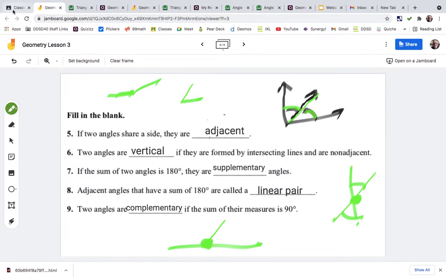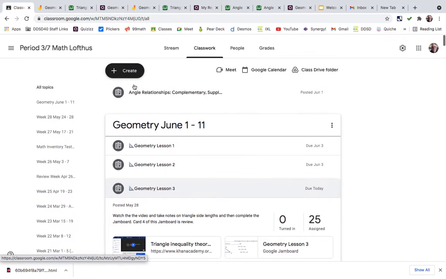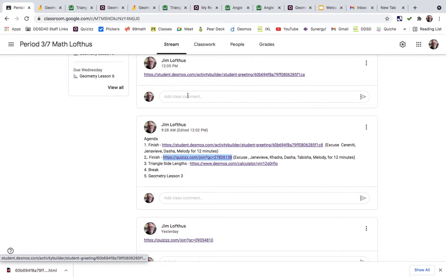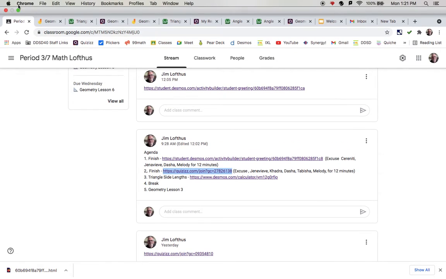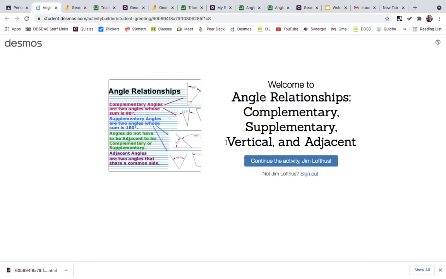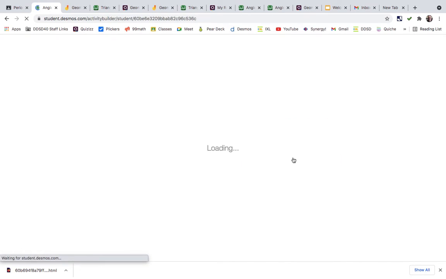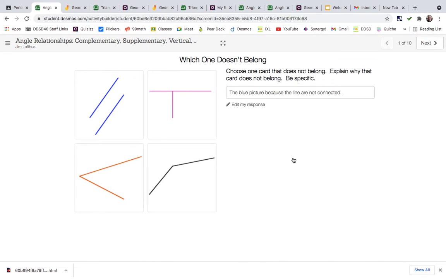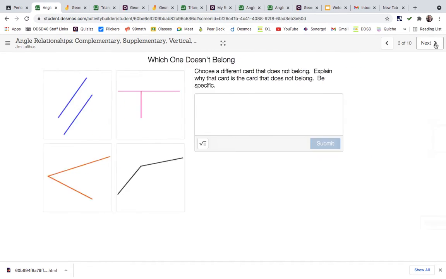The other thing that I said I would do is go over the answers on the Desmos activity that we did last Thursday. So I'll go through and answer these. There really isn't a correct or an incorrect answer here, but a lot of people just said the blue because the lines are not connected. And for some reason there was a duplicate on that one.